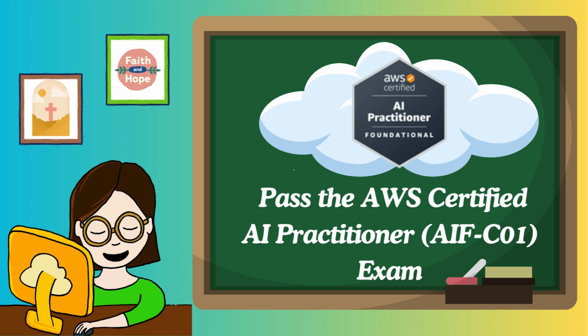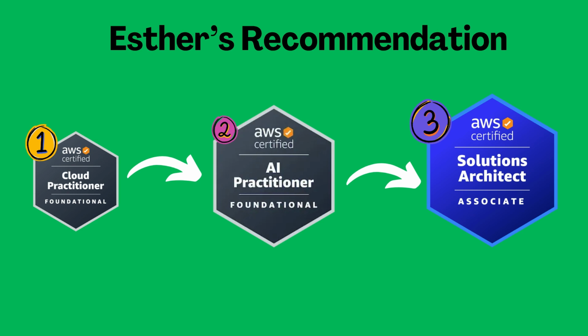Now, let's talk about how to pass the AWS Certified AI Practitioner exam, AIF-C01. Let's do it. Here are my recommendations. First, take the Cloud Practitioner Foundation exam, then take the AI Practitioner Foundational exam, then take the Solutions Architect Associate, and you're good to go. Try not to jump straight into two without taking one because you wouldn't have the background of the AWS services that would help you to take the AI Practitioner Foundation exam.